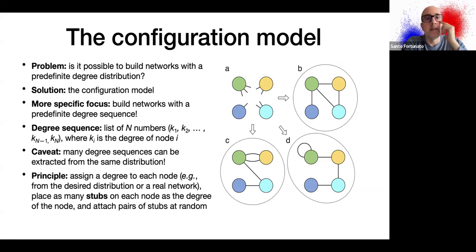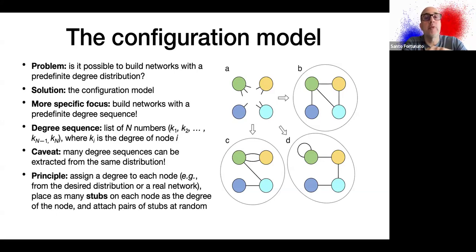So let me tell you what the question here is. The question is: is it possible to build networks with a predefined degree distribution? So I say I have a degree distribution, and I have a number of nodes, can I then generate a network which has those nodes, and in which, when I plot the degree distribution, it is the same as some input curve that I like? The configuration model does almost exactly that. I say almost exactly because it has a more specific focus, a stricter constraint. It builds networks with a predefined degree sequence.